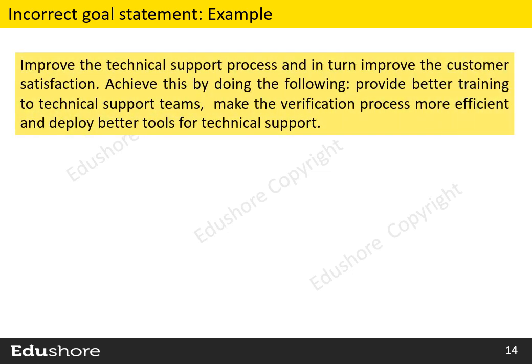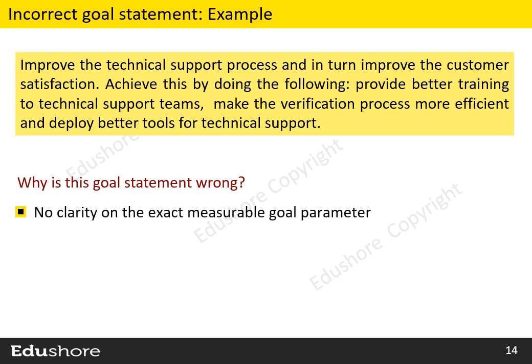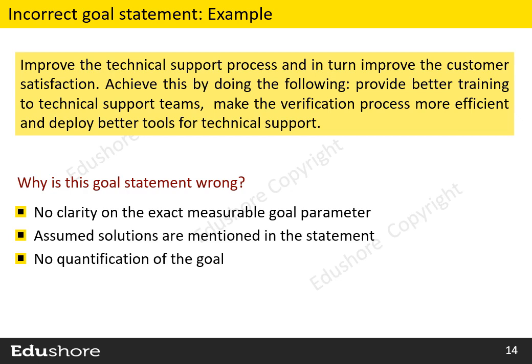Let's look at an example of an incorrect goal statement. Read this goal statement and try to identify the mistakes in it. Following are the mistakes in this goal statement. There is no clarity on the exact measurable goal parameter. This goal statement indicates the assumed solutions, and the goal is not quantified.